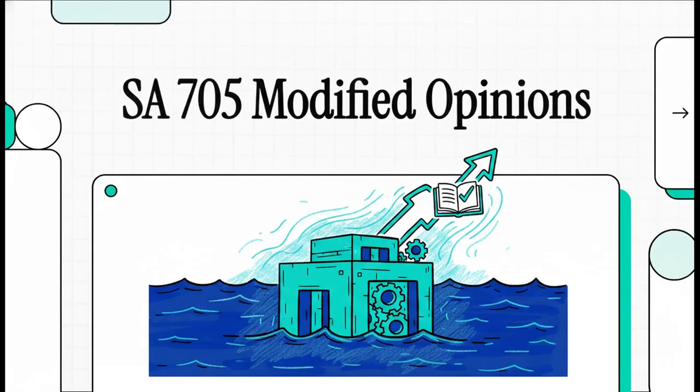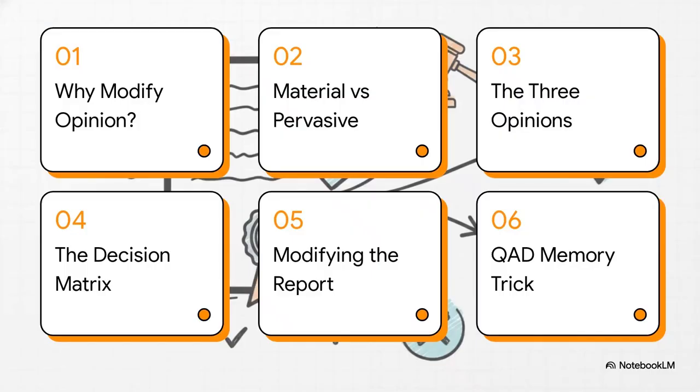Let's get into it. Okay, here's our game plan for today. We'll start with why we modify the opinion, compare material versus pervasive, look at the 3 specific opinions, break down the decision matrix, talk about modifying the report itself, and finally, I'll share the QAD memory trick.